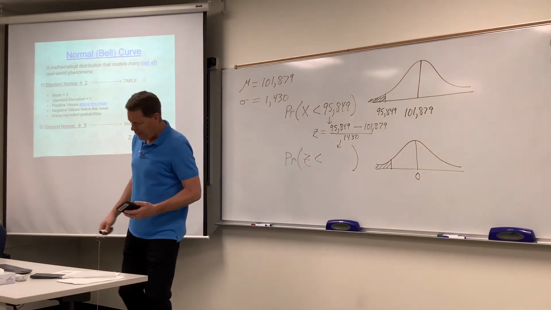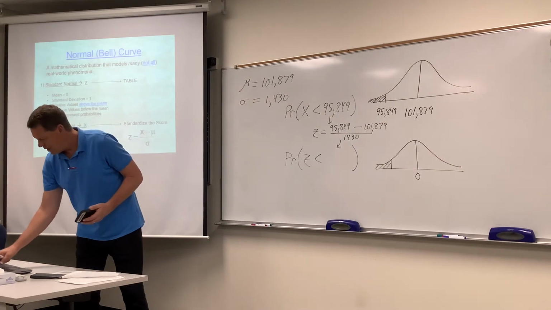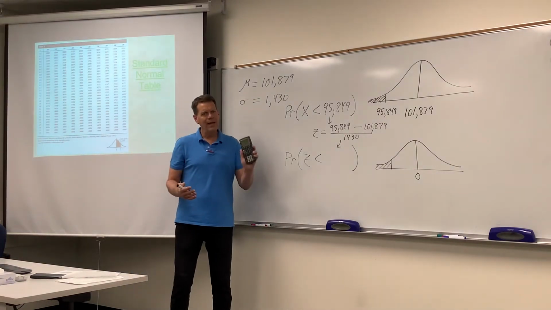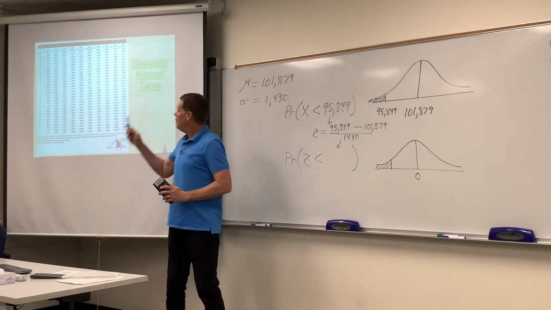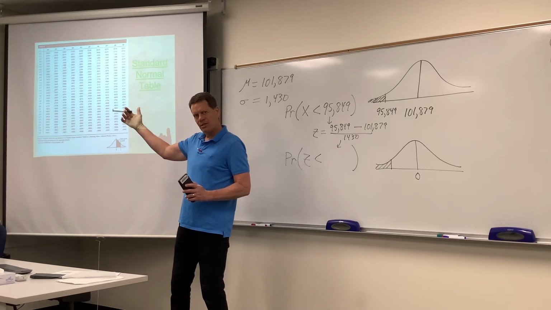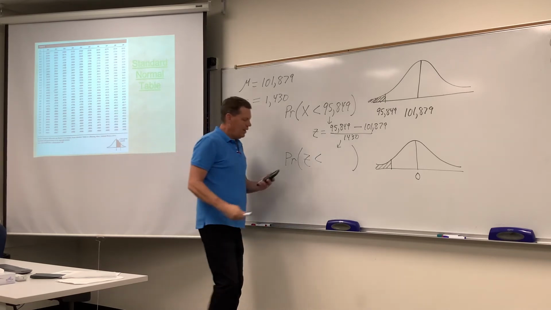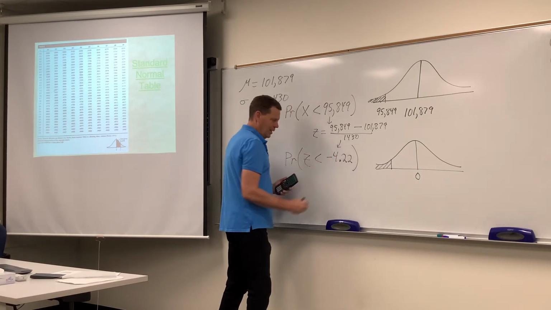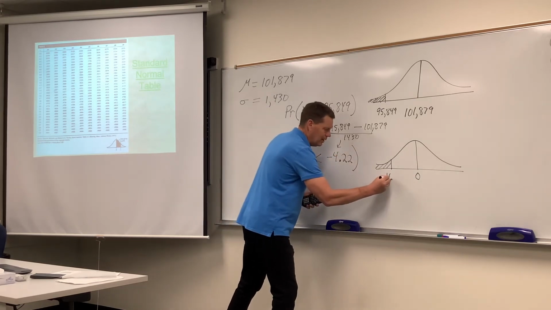Now, one of the things we have to remember is that we're kind of dictated by the table as to where we round that z-score. This table, I want to remind you, takes z-scores out to 2 decimal places. So following that protocol, this would be negative 4.22. And that would be the z-score right here.